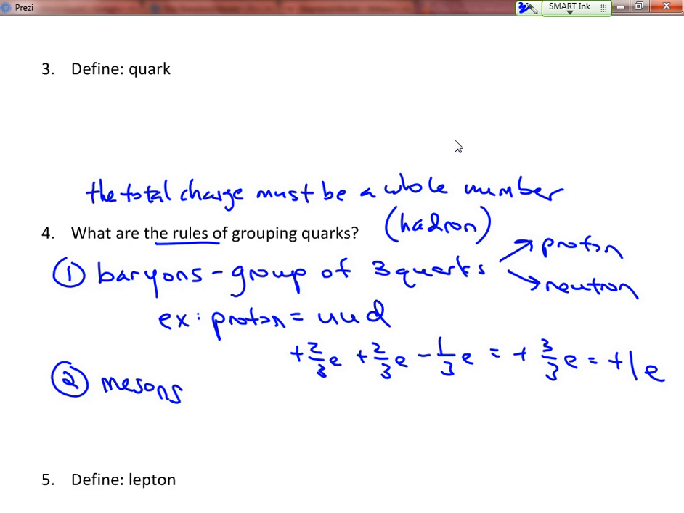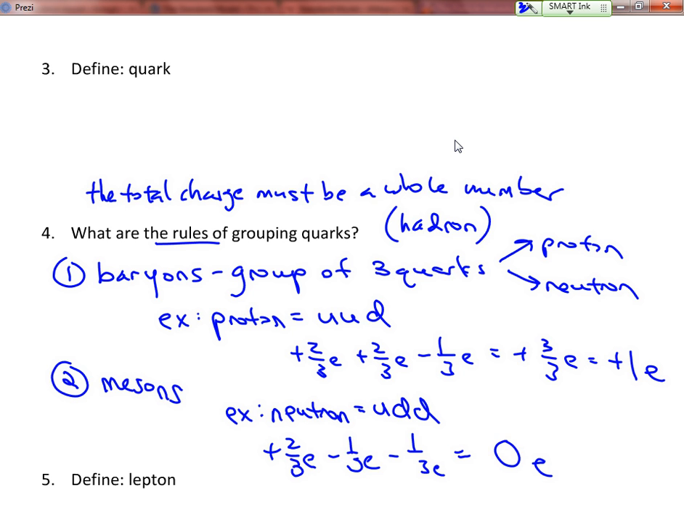Our neutron example is up, down, down, which is plus 2/3, minus 1/3 e, minus 1/3 e, which is equal to 0 e. In other words, neutrons, as we already know, are electrically neutral.